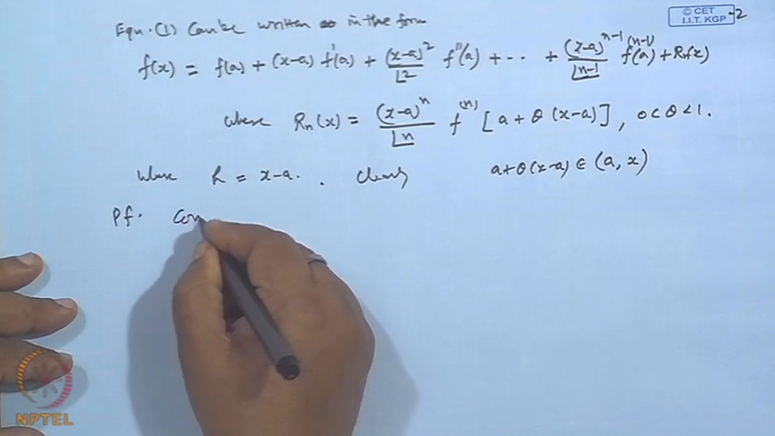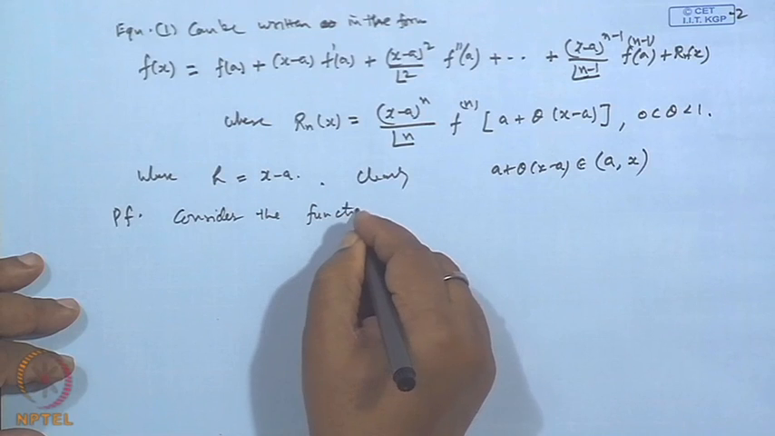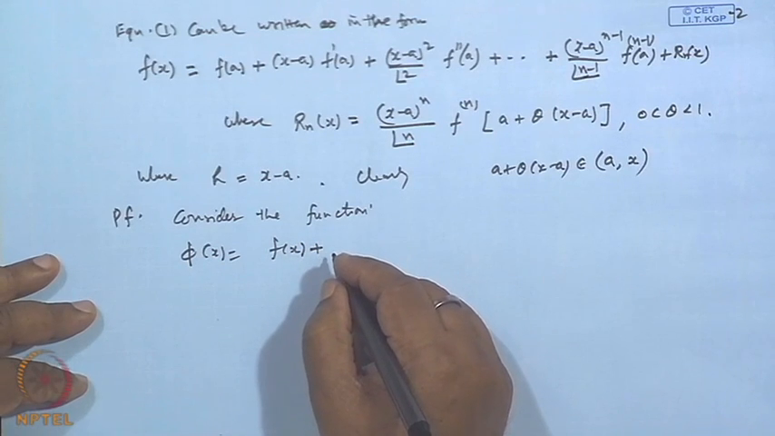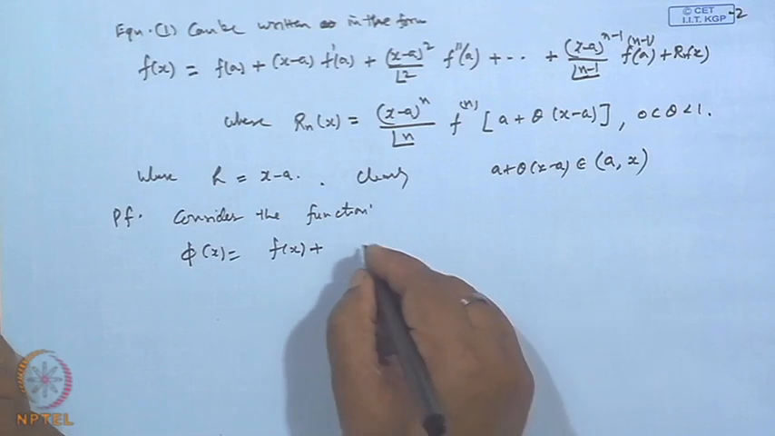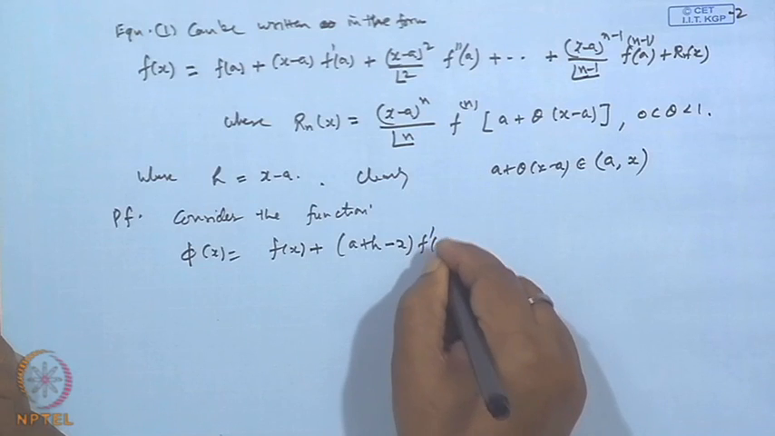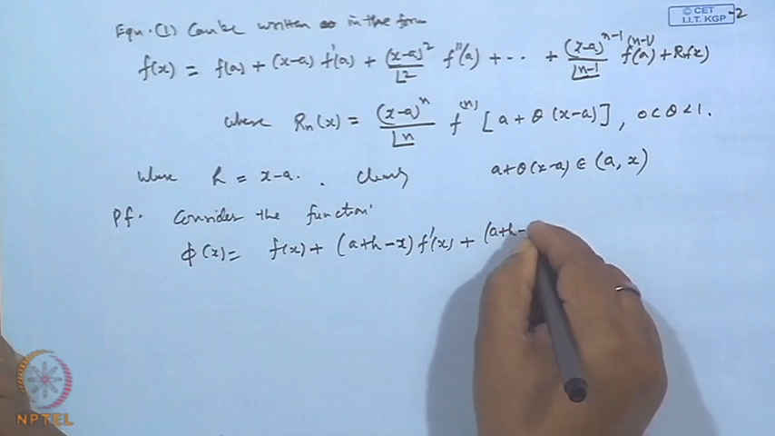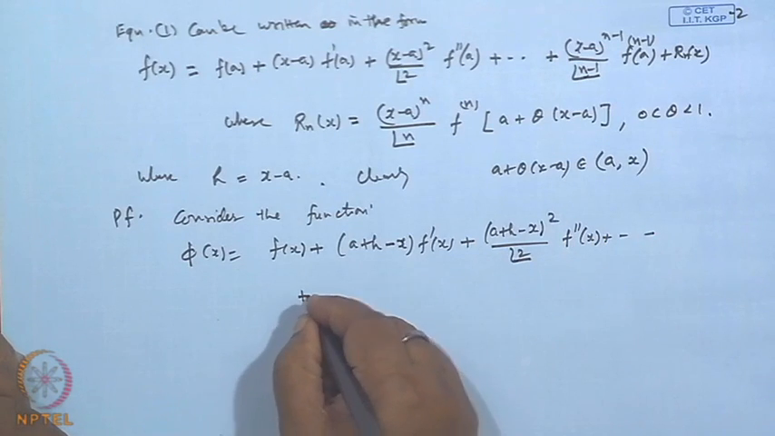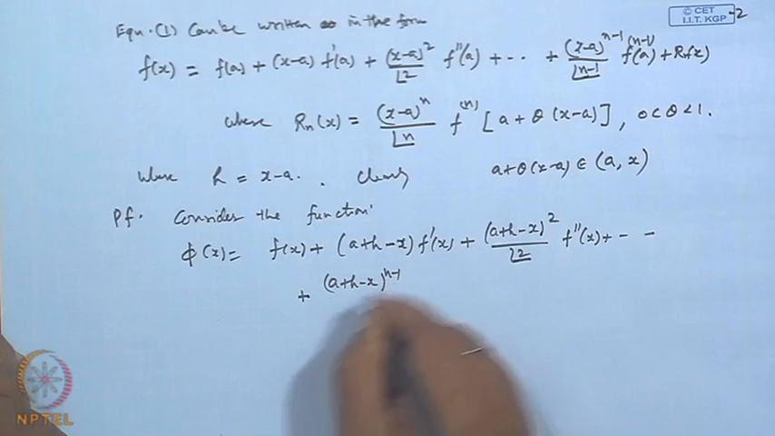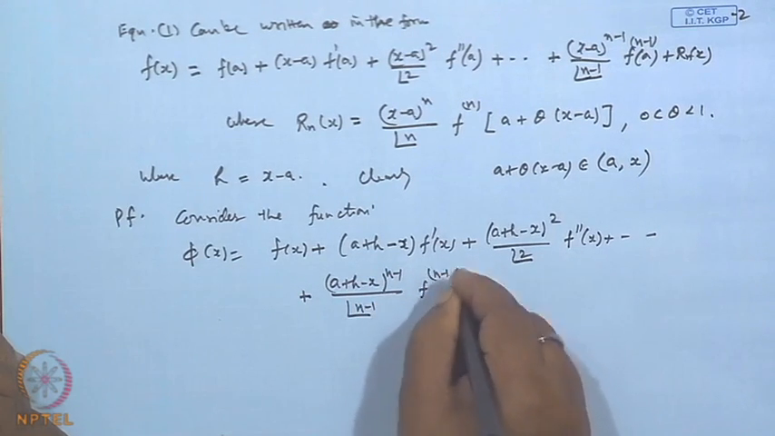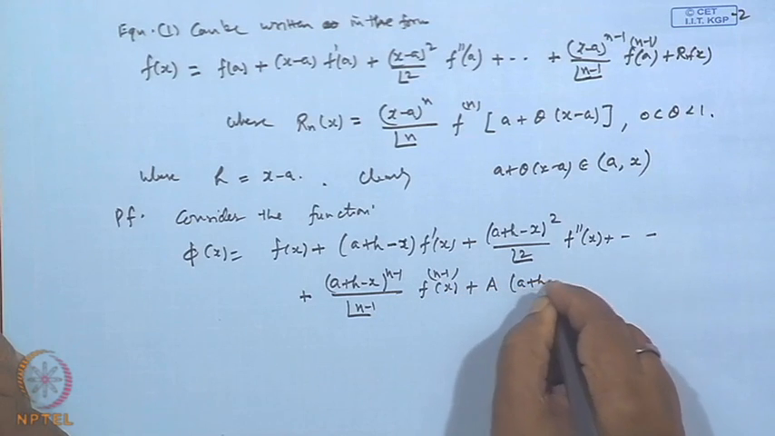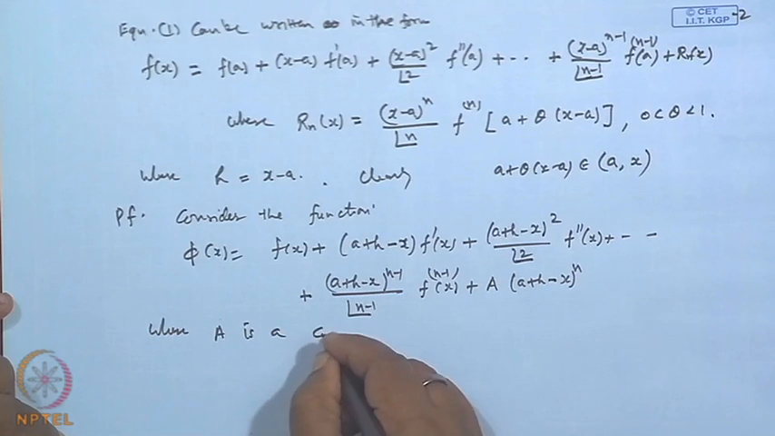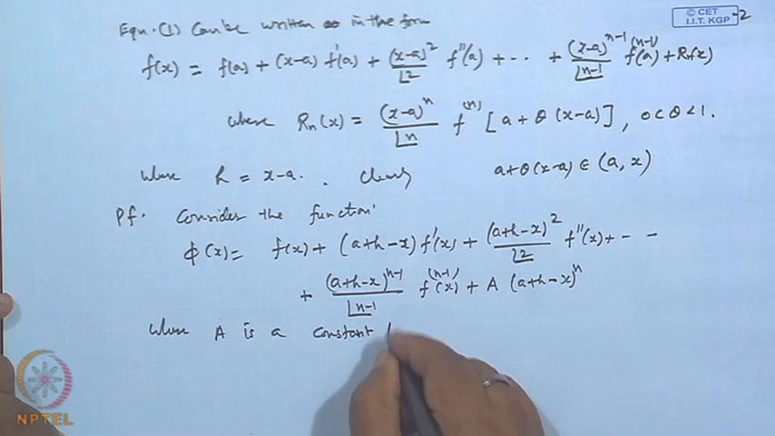So, let us consider the function phi(x) as f(x) plus (a plus h minus x) f prime(x) plus (a plus h minus x) whole square by factorial 2 f double prime(x) and so on, plus (a plus h minus x) to the power n minus 1 by factorial n minus 1 f to the n minus 1 (x) plus (a plus h minus x) power n times A, where A is a constant to be determined.